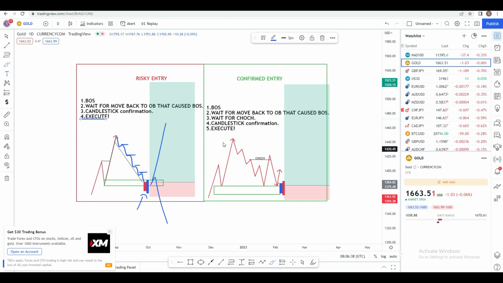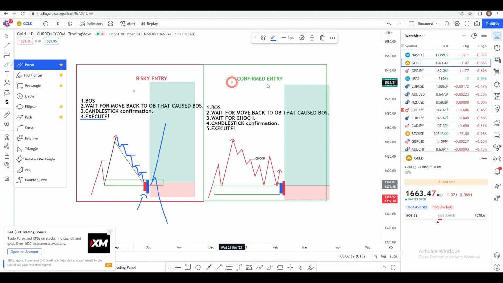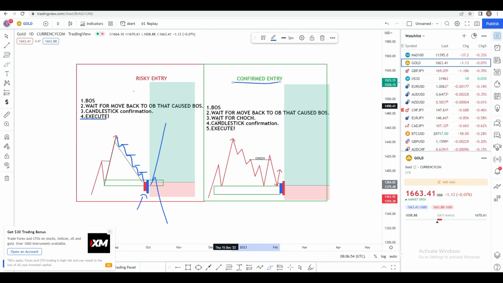So that's number four. Now, to make it easier for yourself, the most important thing that you need to keep an eye on, for a confirmed entry, for a confirmed entry, same thing, break of structure.